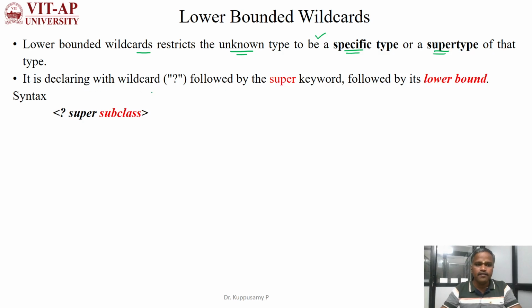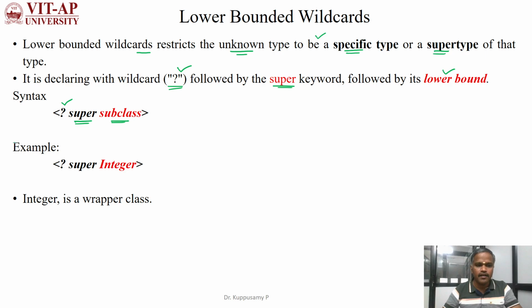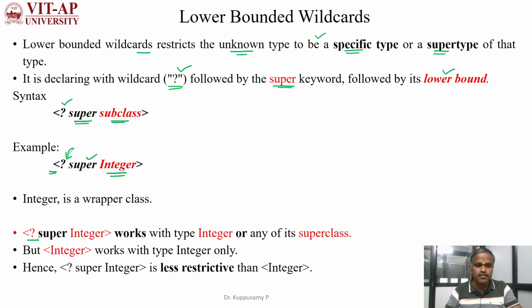It is declared using the question symbol followed by the super keyword. The question symbol is the wildcard we are using, and the super keyword is followed by its lower bound subclass. For example, here I am using the wildcard question symbol inside the angle brackets, then the super keyword, then Integer as a subclass or child class. In this representation, the question symbol is the wildcard and super is representing Integer.